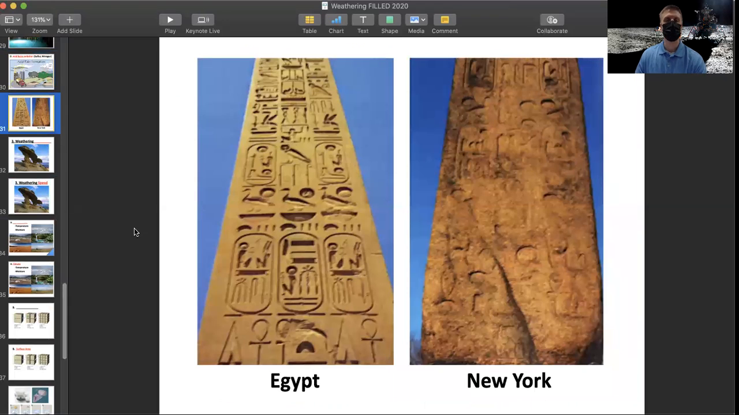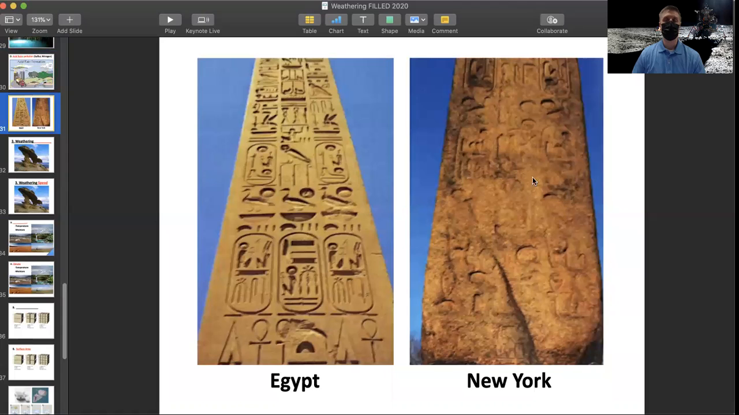So here we have an example, these two obelisks. These large stone monuments that are in Egypt. These were both made at the same time, same type of rock. They were in Egypt, and one of these, because it was a match set, one was taken to New York City. That's how it looks now.